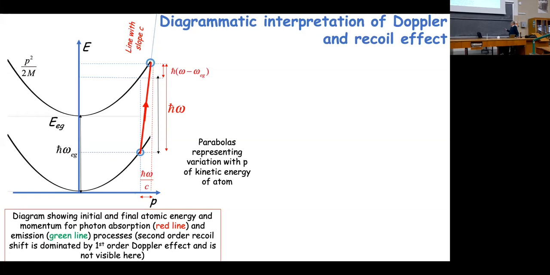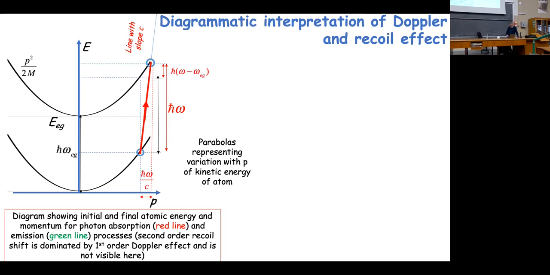Now, let's look, for example, at the absorption process. You start with an atom which has a given velocity, and the atom absorbs a photon. So it takes the momentum of the photon, and the momentum of the photon increases its momentum, and it brings it to this point. You see immediately that the slope of this line is just the velocity of light, because it's the ratio between h bar omega and h bar omega over c. But you see from this graph that h bar omega has to be larger than the transition energy, E_e minus E_g.